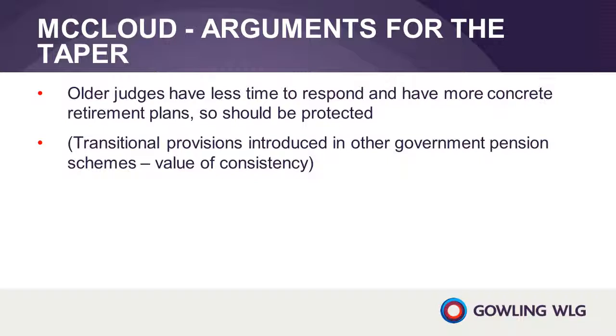So you can see why, based on the structure of these transitional arrangements, there was a risk of age discrimination claims being brought, because the more generous treatment was granted to those who were older, and younger judges felt that they were being discriminated against.